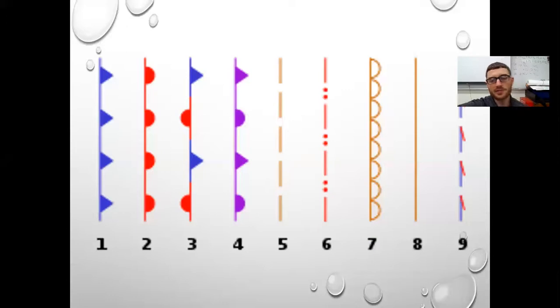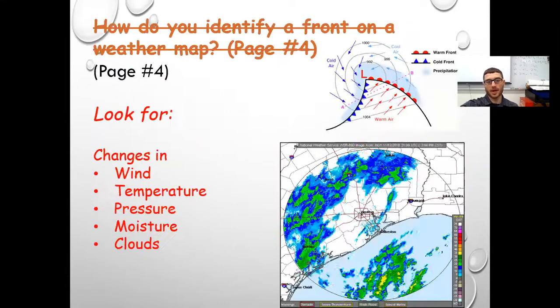Again, these are all the fronts, but I'm only going to have you know the first five. Only know the blue triangles, red half circles, the three with the mixture of the red and the blue, 4 purple, and 5 is the brown hash mark.